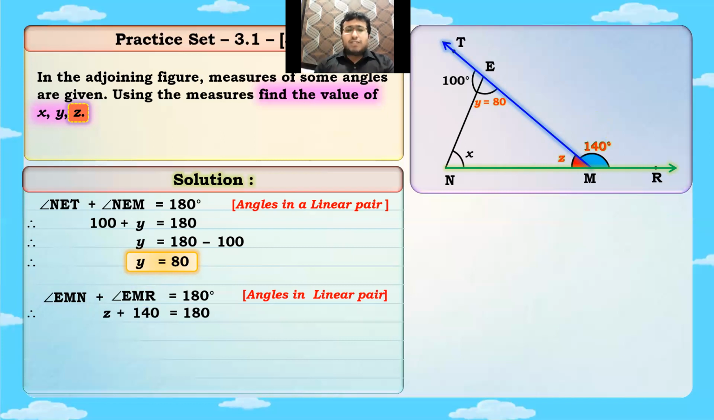Plus 140 we shift to that side, it becomes minus. So z is equal to 180 minus 140. So students, 180 minus 140 will give you 40 degrees. So students, we have got measure angle z also as 40 degrees, and we put the final answer in the box. The question says we are supposed to find the value of x, y and z. Y and z we have got, students.